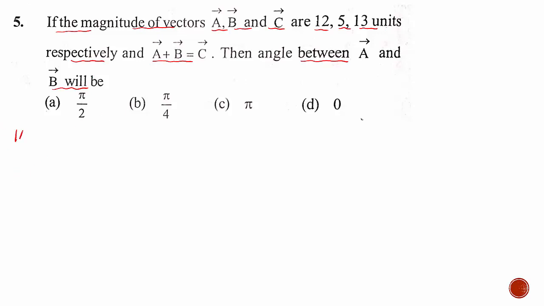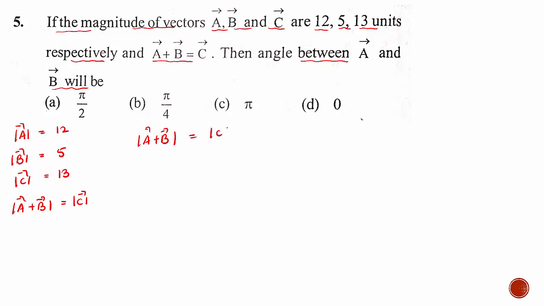See here, I can take the magnitude of A as 12, magnitude of B as 5, magnitude of C as 13. These are the magnitudes of A, B and C. And one more condition is given, vector A plus B is equal to C. This is given here. Now what is the equation here? Mod of A plus B equals mod of C.